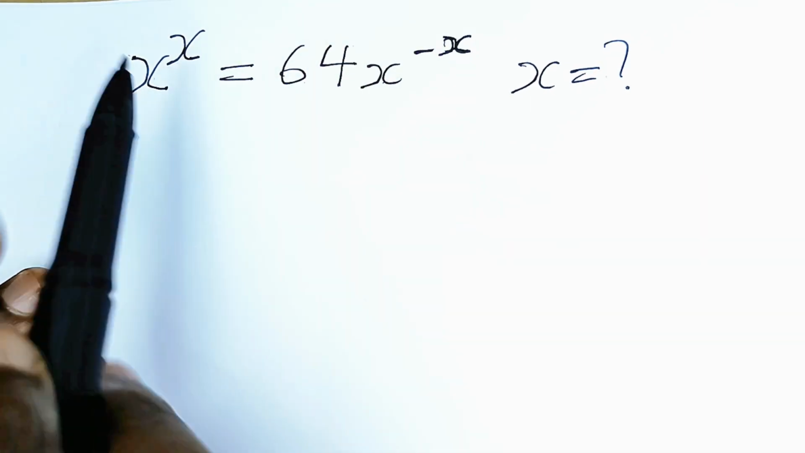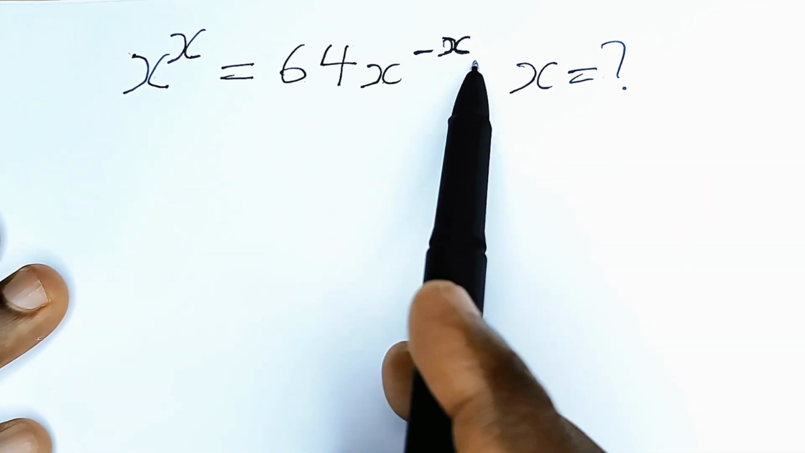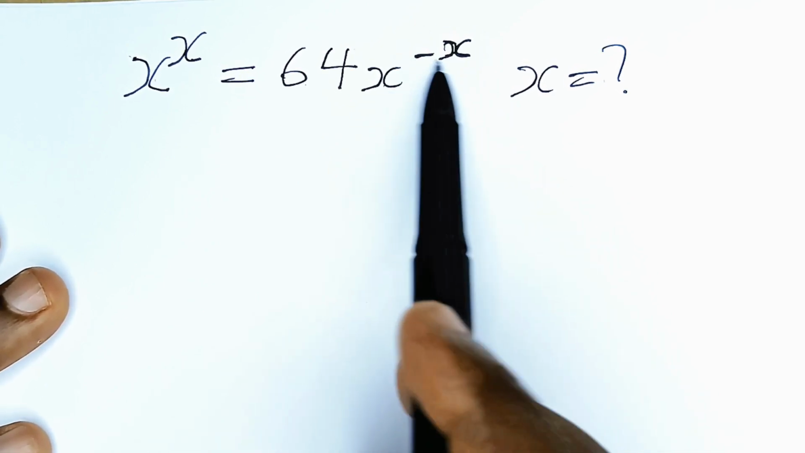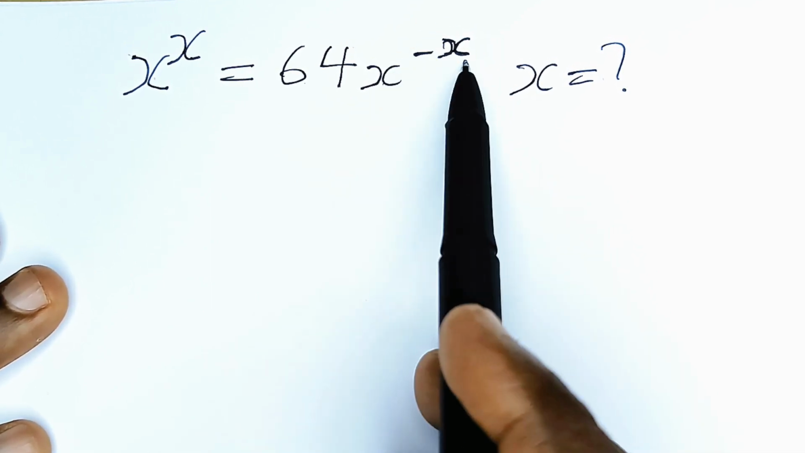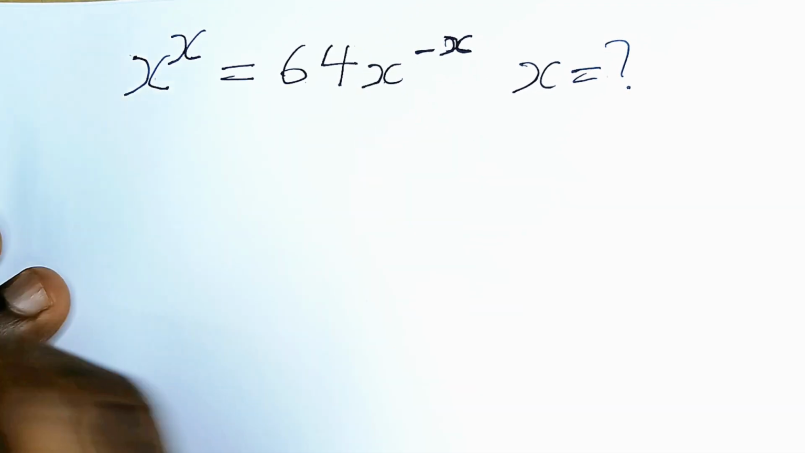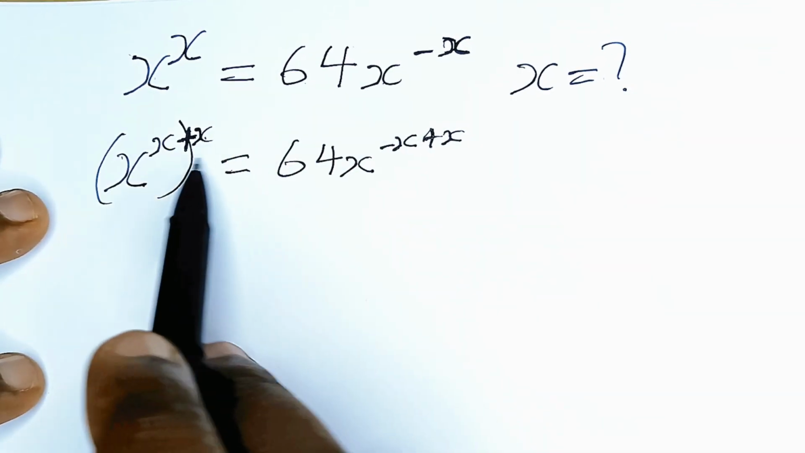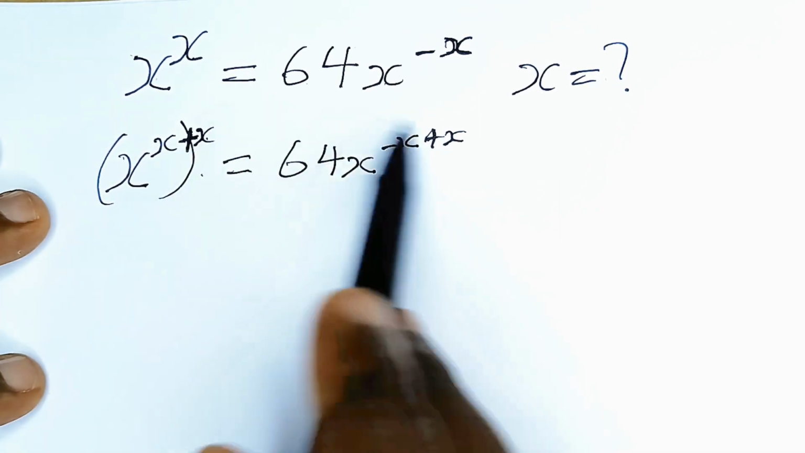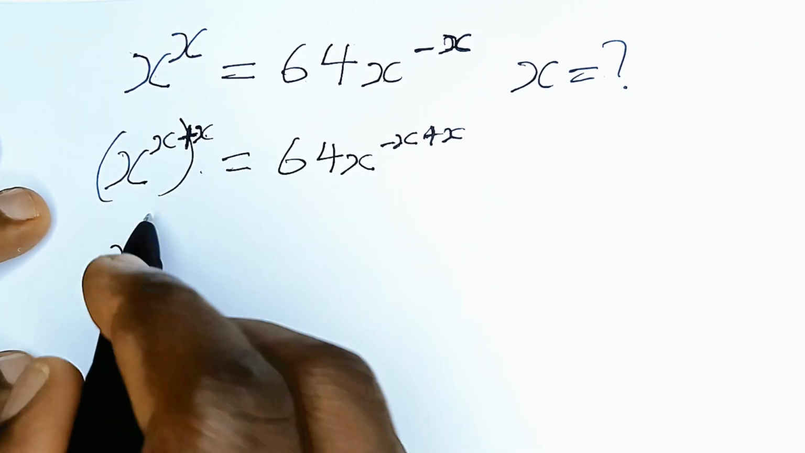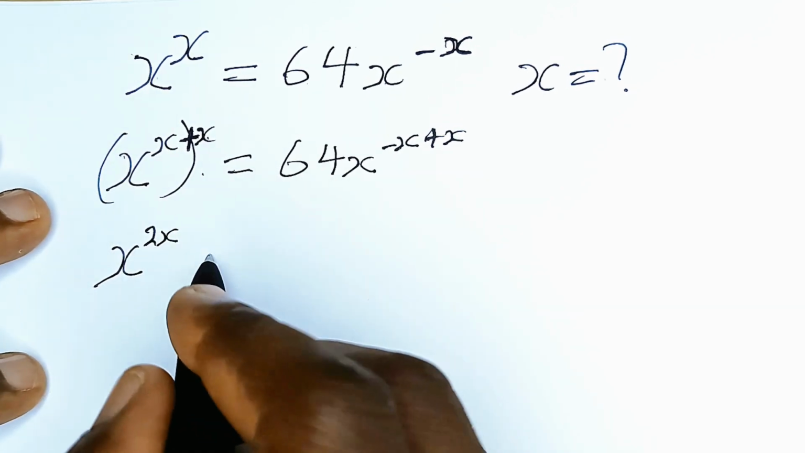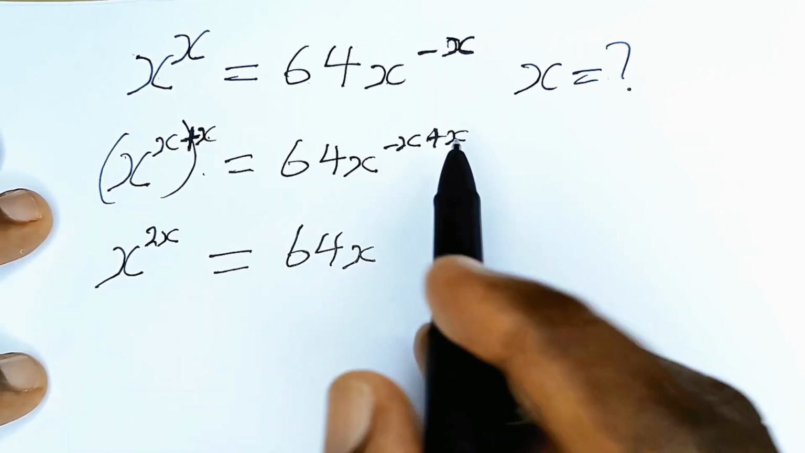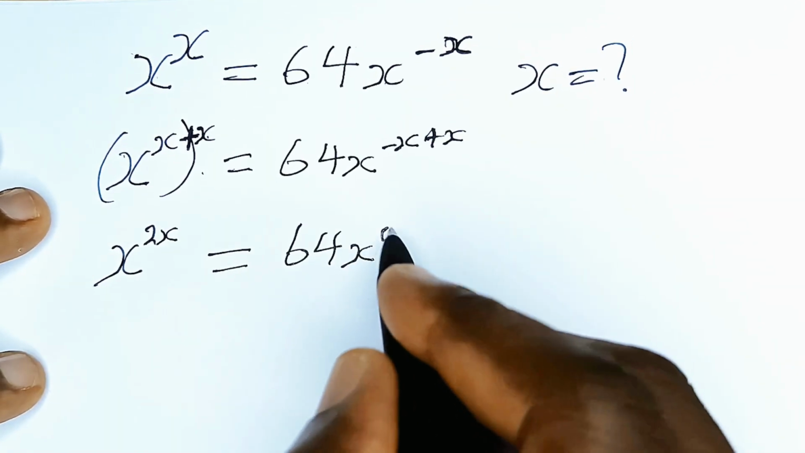The first thing we have to do is to get rid of this. To get rid of it, we introduce the reciprocal of minus x. The reciprocal of minus x is plus x. So we raise both sides to the power of x, doing the same thing to both sides. So we are now left with x plus x, that should be 2x, is equal to 64x, with minus x plus x, that gives us 0.